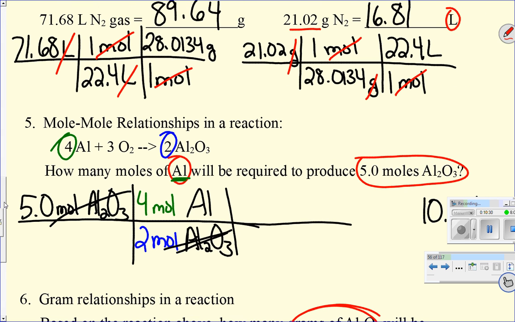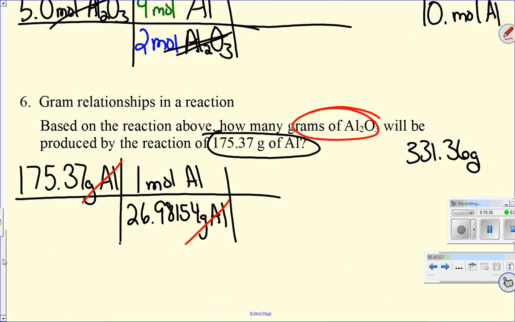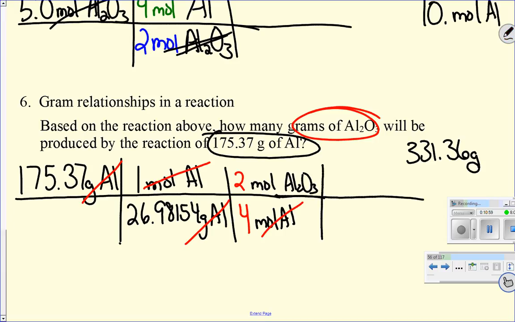So we go back up to our reaction, and we have this ratio right here, 4 moles of aluminum to 2 moles of aluminum oxide. So I'm going to put my 4 moles of aluminum and my 2 moles of aluminum oxide in. My 4 moles of aluminum go away. Now I have moles of aluminum oxide. I want grams of aluminum oxide.